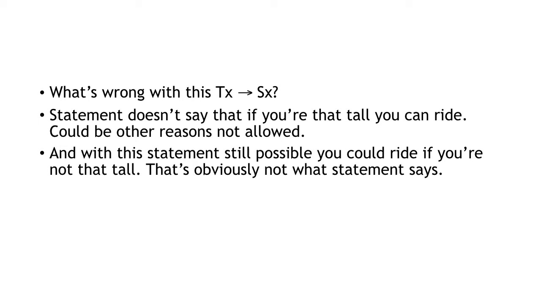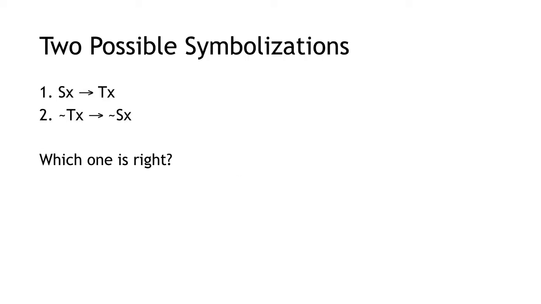Well, so how do we symbolize this using the conditional? Well, pretty easy, right? We've eliminated one possibility. There's only 2 ways you can put these things together. So obviously, one way to symbolize it would be Sx, you can ride Space Mountain, arrow, Tx, you are at least 3 feet 8 inches tall. And now think about that. That actually works, right? Given this condition, we know that if you're allowed to ride Space Mountain, you have to be that tall.